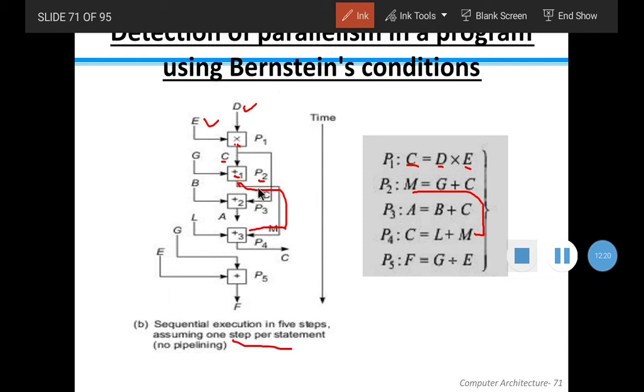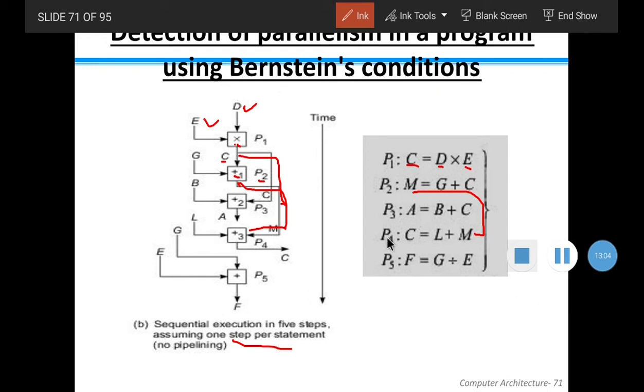Next, in P3 we have B plus C. B is used as an input, and C again we are using from the P1 output. You can see the dependency now. We cannot change the order. If you change the order, the logic of the program will change. So there are lots of dependencies between the instructions. We are trying to exploit parallelism, so we have to detect parallelism wherever it is possible.